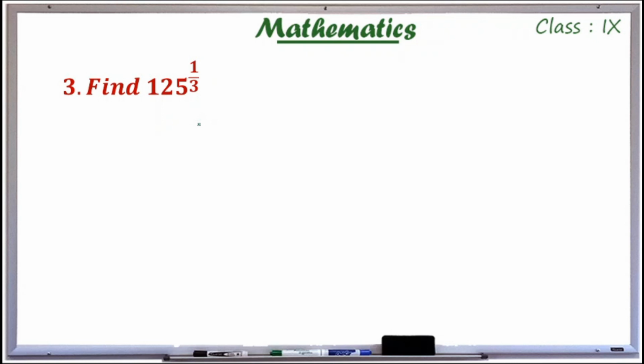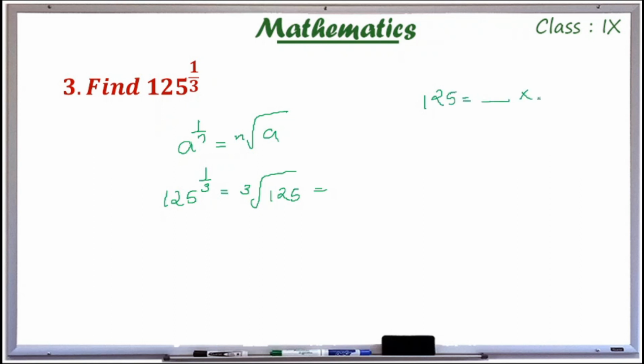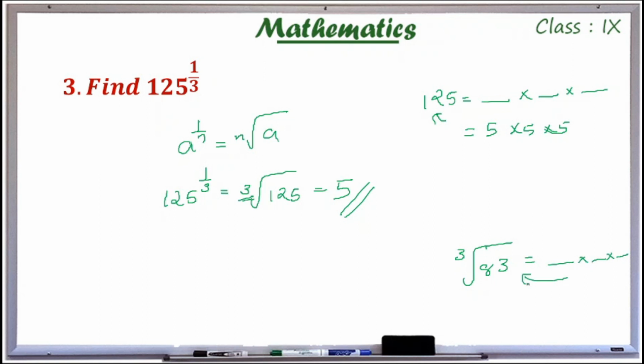Next, 125 raised to 1 by 3. Here also, first I write the equation: a raised to 1 by n is equal to the nth root of a. Therefore 125 raised to 1 by 3 is equal to the 3rd root or cube root of 125, which means I get an answer of 125 by multiplying a number 3 times. So which is the number? 4 into 4 into 4 is equal to 64. Then 5 into 5 into 5 is equal to 125. So the cube root of 125 is equal to 5.